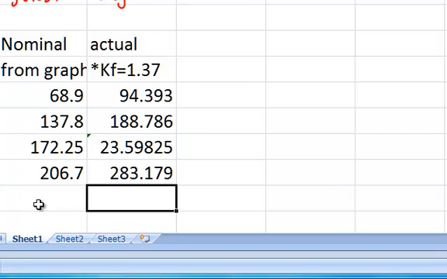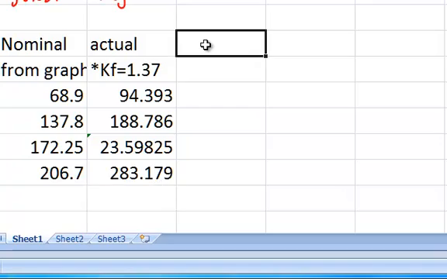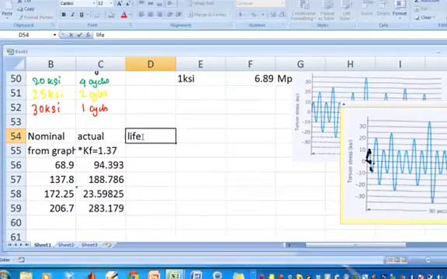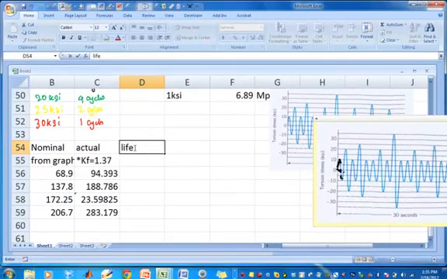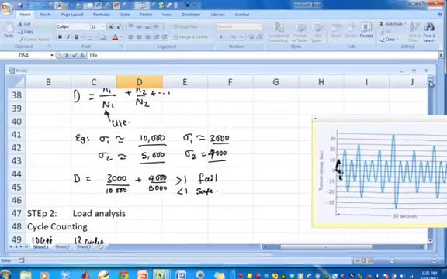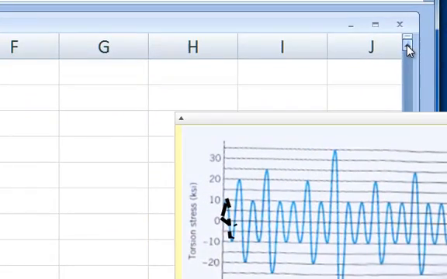So those are our actual. So life, how long will it last if it were to actually run at 94 KSI forever? Okay, so that's easy to find out. We'll go back up here and we know how to compute that, right? Well, SE is 141. So if it is less than 141, it is going to last forever.